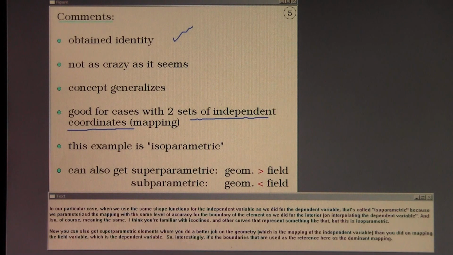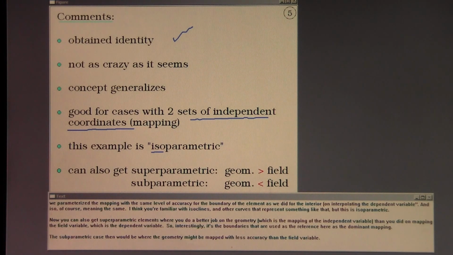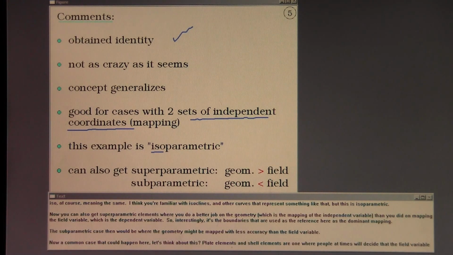In our particular case, when we use the same shape functions for the independent variable as we did for the dependent variable, that's called isoparametric, because we've parameterized the mapping with the same level of accuracy for the boundary of the element as we did for the interior, on interpolating the dependent variable. And iso, of course, meaning the same. I think you're familiar with isoclines and other curves that represent something like that, but this is isoparametric.